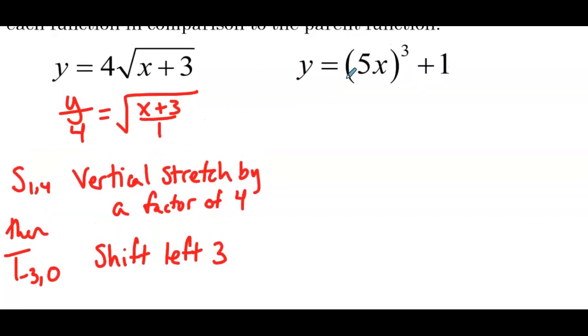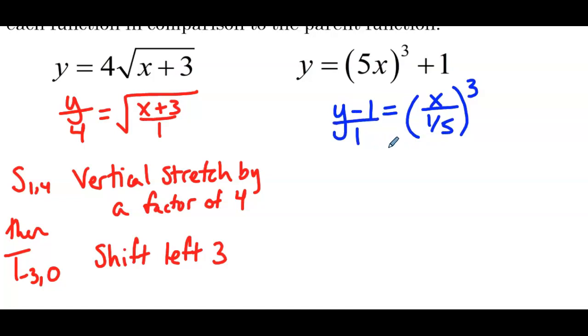Okay, now let's look at our next example. Y equals the quantity 5x to the third plus 1. Our parent function is y equals x cubed. So first thing we want to do is subtract the 1 from both sides. And while we're at it, let's rewrite the 5x. So I'm going to rewrite that as x divided by 1/5, just like we did in the scaling video. So first thing, and we can make this y minus 1 over 1 if that helps us. So our scale factor is 1/5, 1.